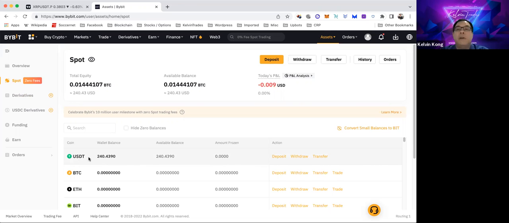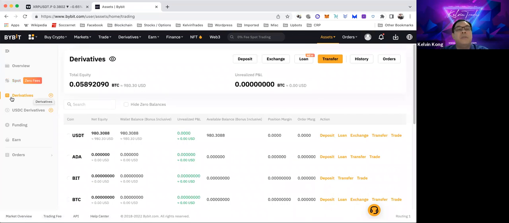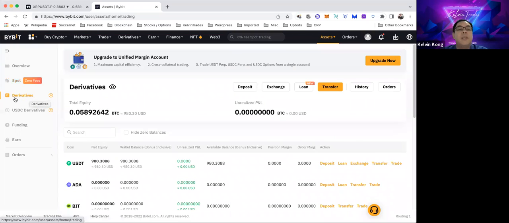Some exchanges allow you to transfer USDT directly to your derivatives wallet. This is the wallet for trading futures. So the other wallets, just ignore them. Just focus on this wallet, derivatives, and spot wallet.